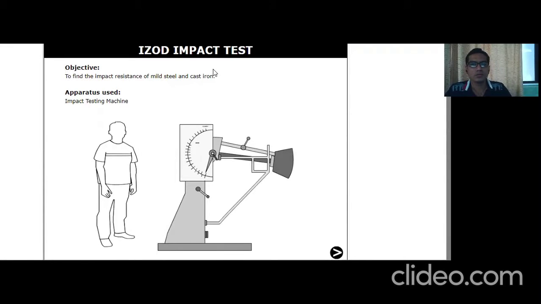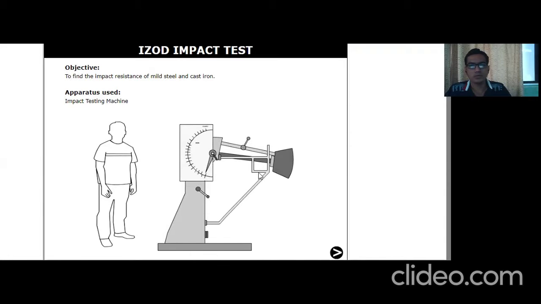To perform this Izod impact test, the apparatus used is the impact testing machine. You can see here the apparatus, the impact testing machine, which is called an Izod impact testing machine. You can observe the different components of the Izod impact testing machine.